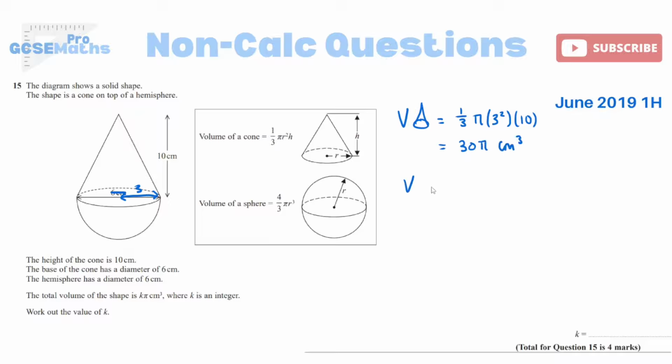Then the volume of the hemisphere, again, remember it's half of this formula, the sphere, which is 4/3 pi. Again, r is 3, not 6. But then remember, you do need to half that. We don't want the whole sphere.